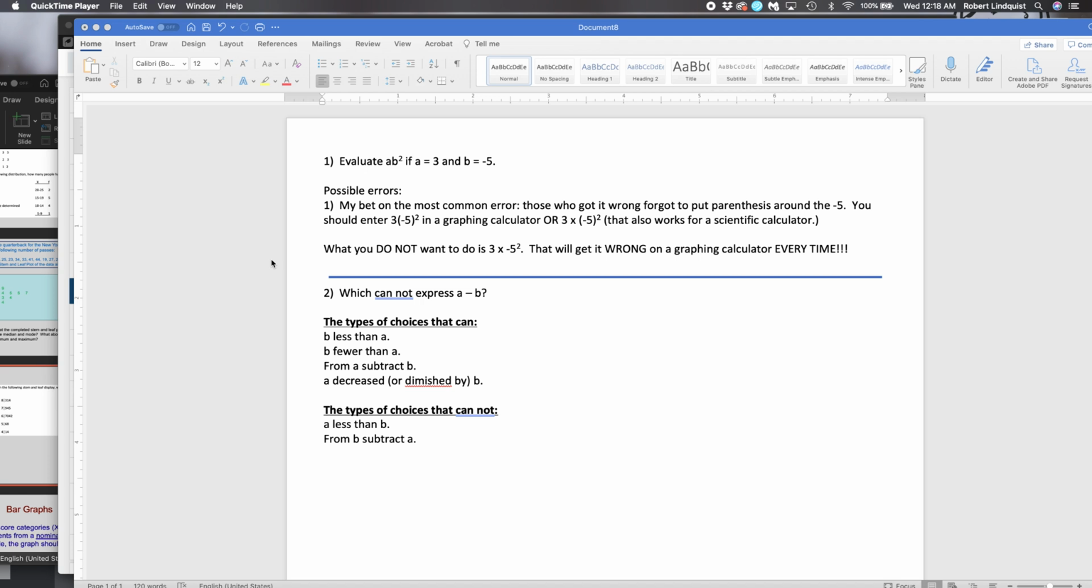On each of the quizzes, there was one question that only 76% of the kids got correct. And that's what I'm going to go over with you now. So one of these comes from each of the quizzes. The first one said to evaluate AB squared if A is 3 and B is -5.